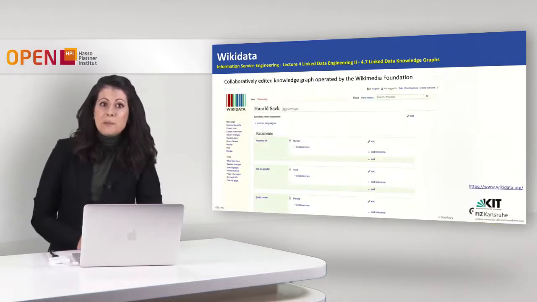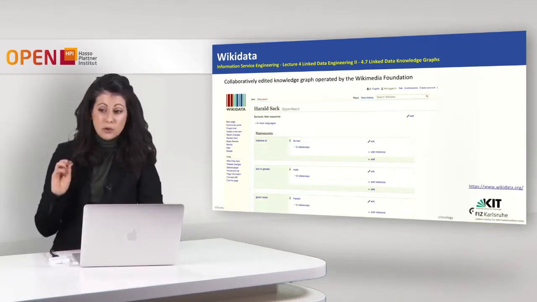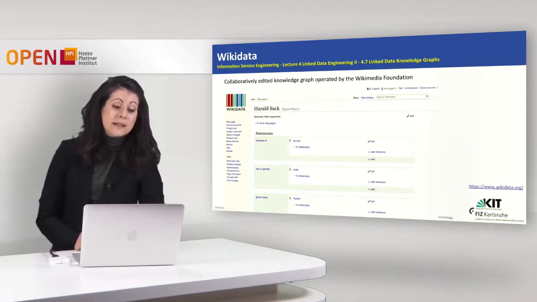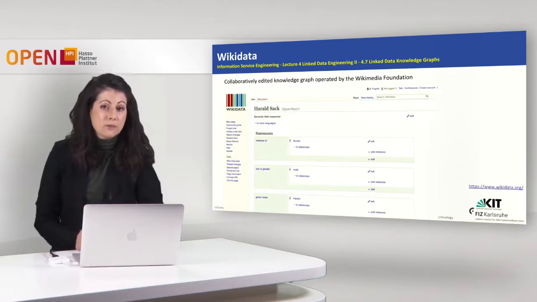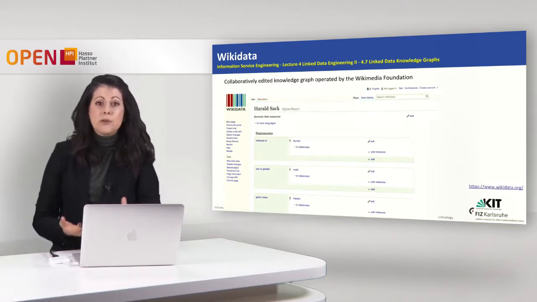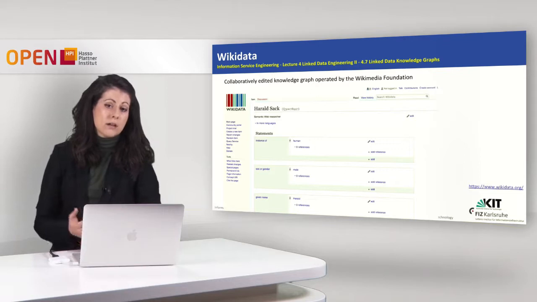Okay, we've seen some details about DBpedia, and now it's time to move to Wikidata. Wikidata is again an open knowledge graph, a general purpose knowledge graph, meaning that it contains information from different domains. It's not focused on one domain. And it is a collaboratively edited knowledge graph operated by the Wikimedia Foundation. The Wikimedia Foundation is a foundation that also handles and maintains Wikipedia, among other projects they have.